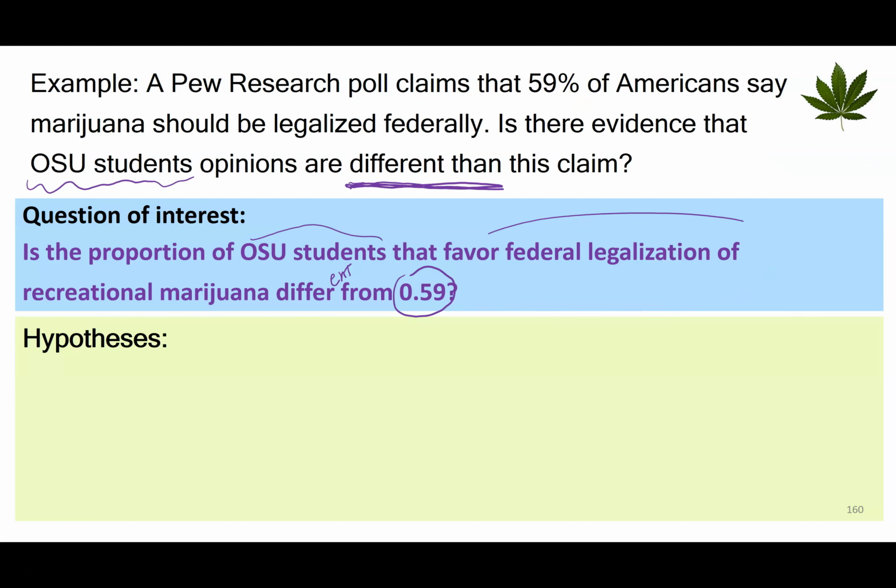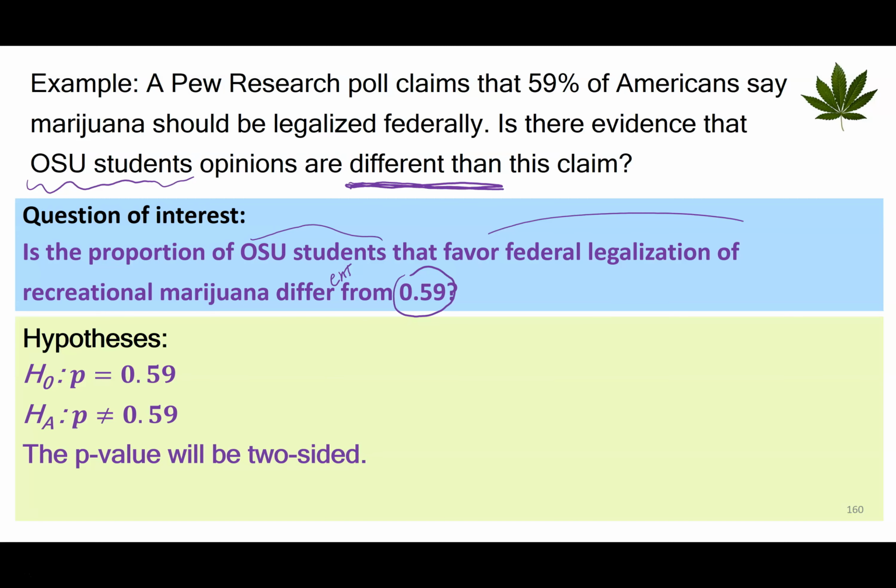So then my hypotheses should have p's in them. My null is that the population proportion p is equal to 0.59. We're going to assume the proportion is whatever's claimed. And for the alternative, we just want to know, is it different? So we have a not equal sign. This p-value is going to be two-sided because we don't have a strong opinion whether it would be higher or lower. We just want to know if it's different.